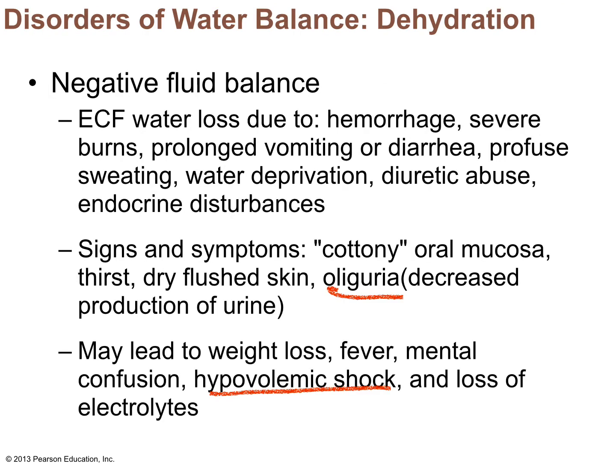Now this slide specifically talks about dehydration. You see, very similar to the last slide, things that would stimulate ADH: hemorrhage, burns, vomiting, diarrhea, sweating, and other things like water deprivation, diuretic abuse, some endocrine disturbances. So these are things that could lead to dehydration. And just be familiar also with the term oliguria. It's one of the symptoms here, decreased production of urine. A lot of people don't know what that word means, so it's important to know.